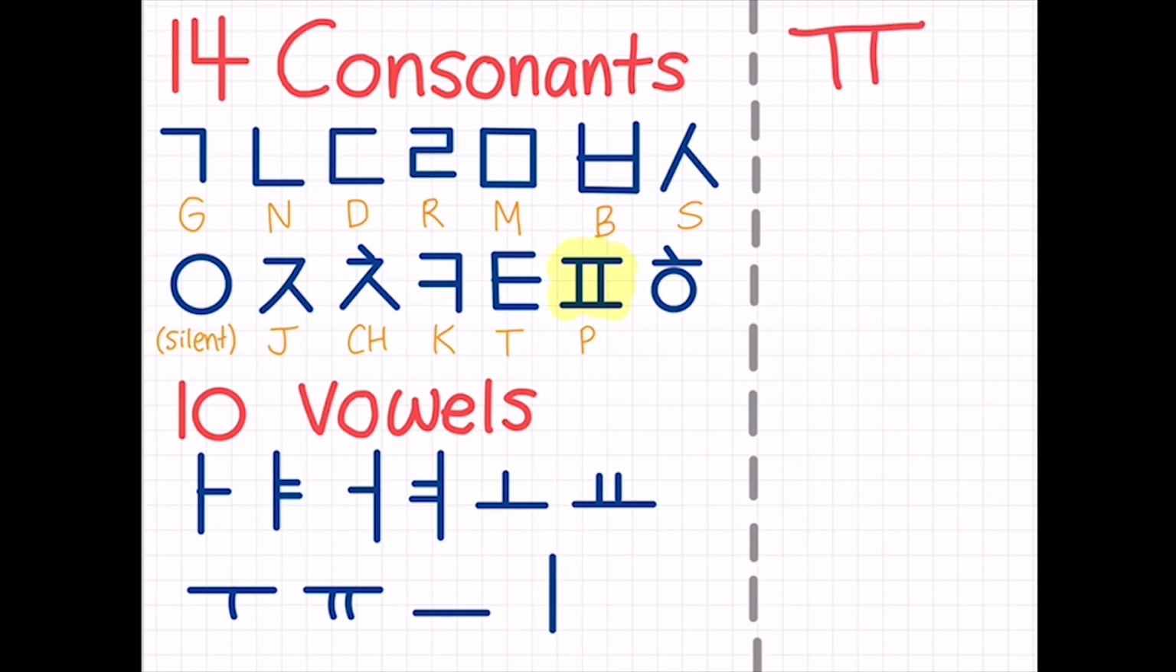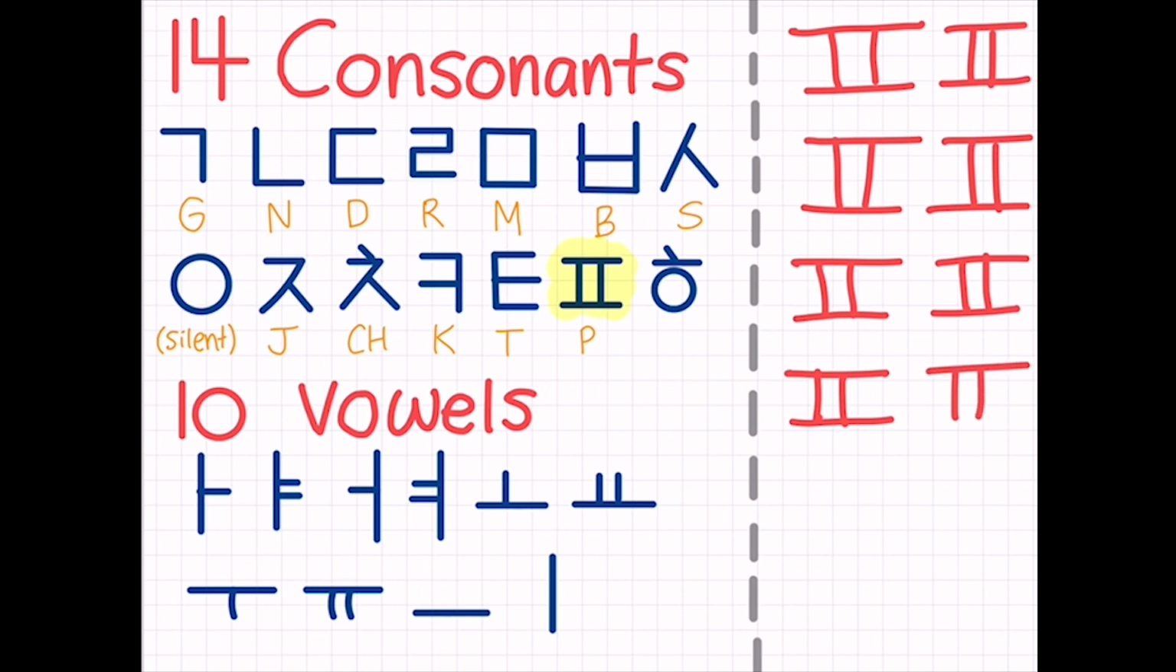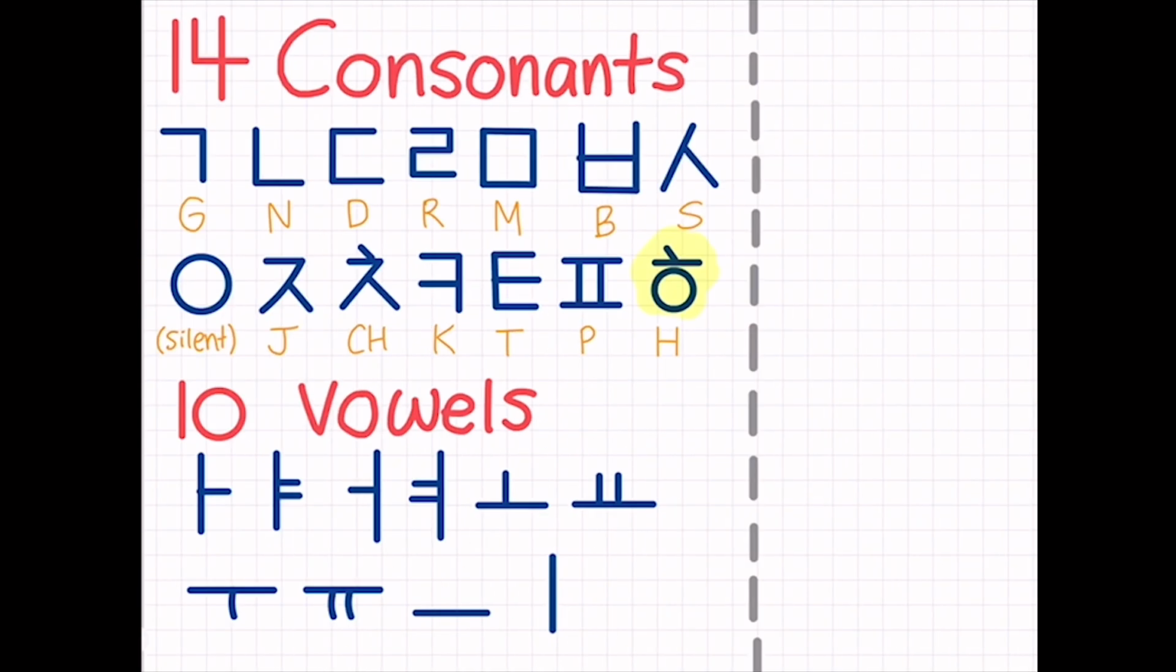Right, down, down, right. P-up. Right, down, down, right. P-up. P-up. Very good. Last consonant of the 14 is we have h-h sound.